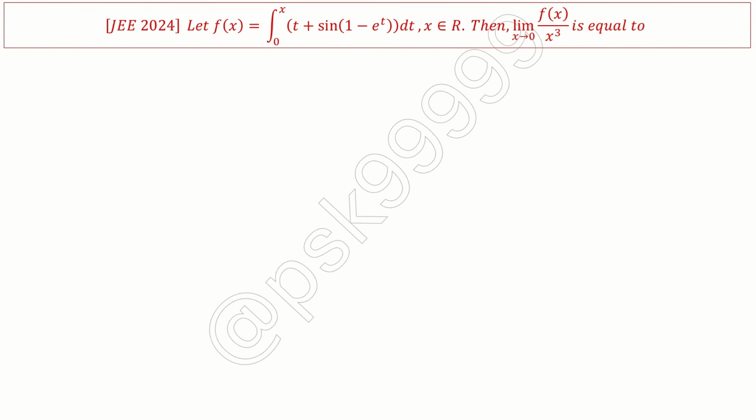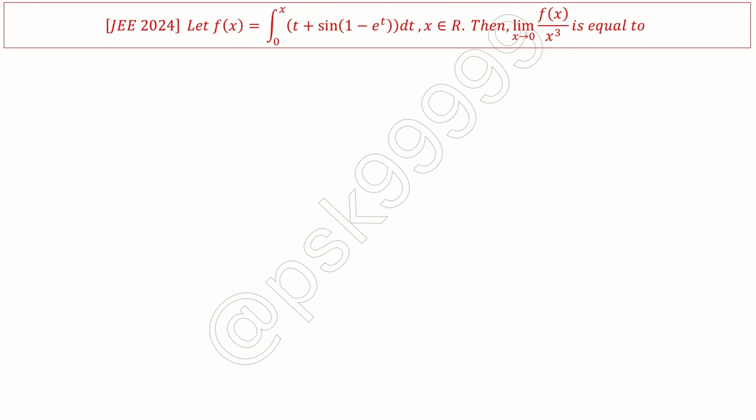Okay, let f of x equal to integration from 0 to x of t plus sine of 1 minus e to the power of t dt, where x is a real number. Then what is the limit as x tends to 0 of f of x by x cube? Okay, most of the times you see the limits, you should remember the Newton-Leibniz formula, which I have explained in the previous video also, what the formula is and how to use it.